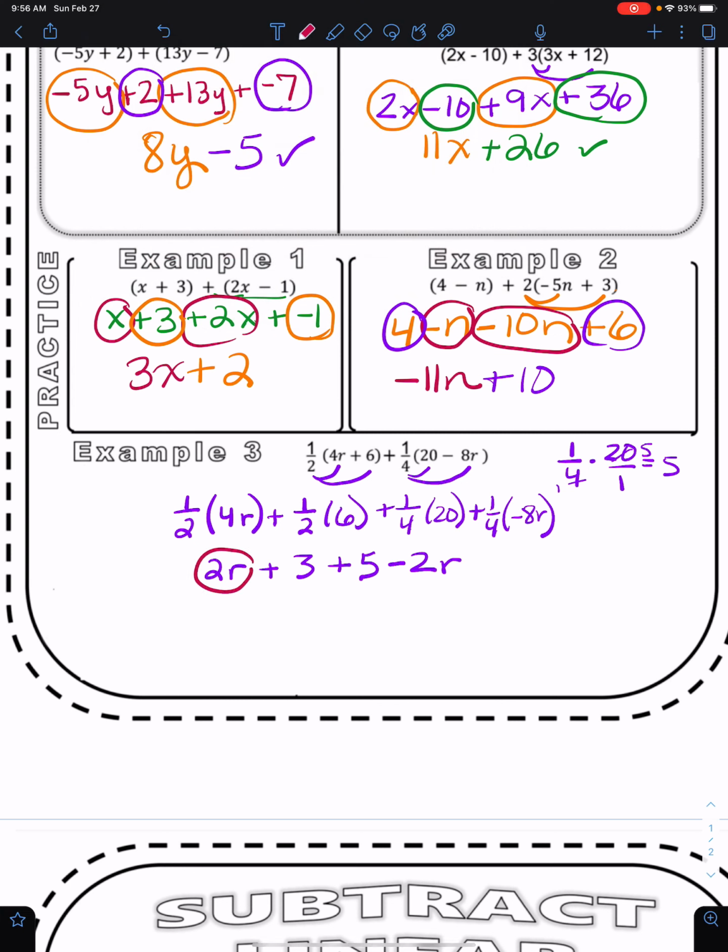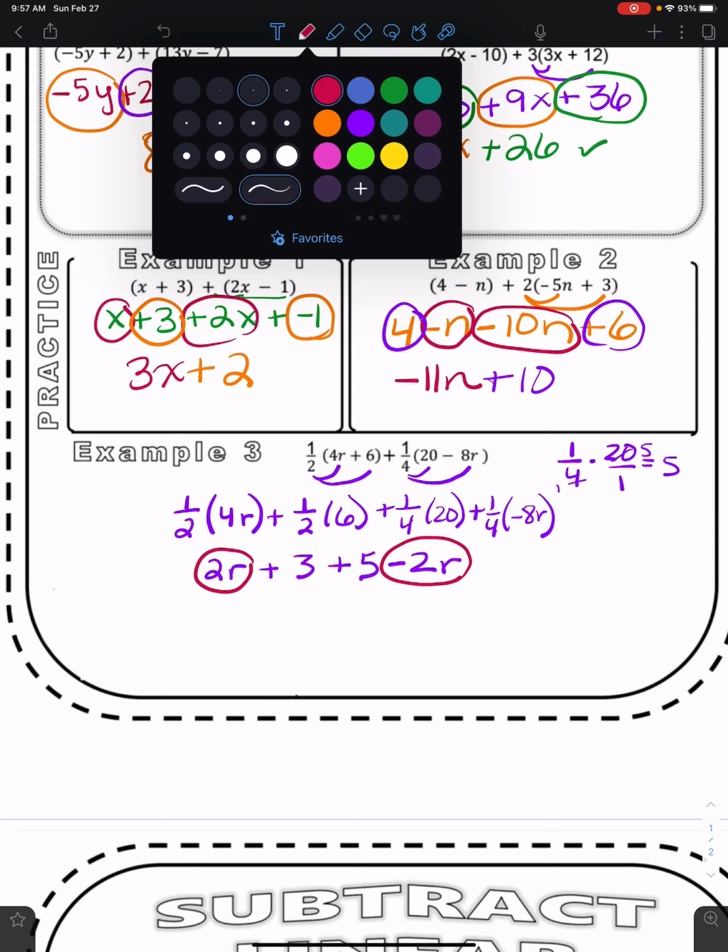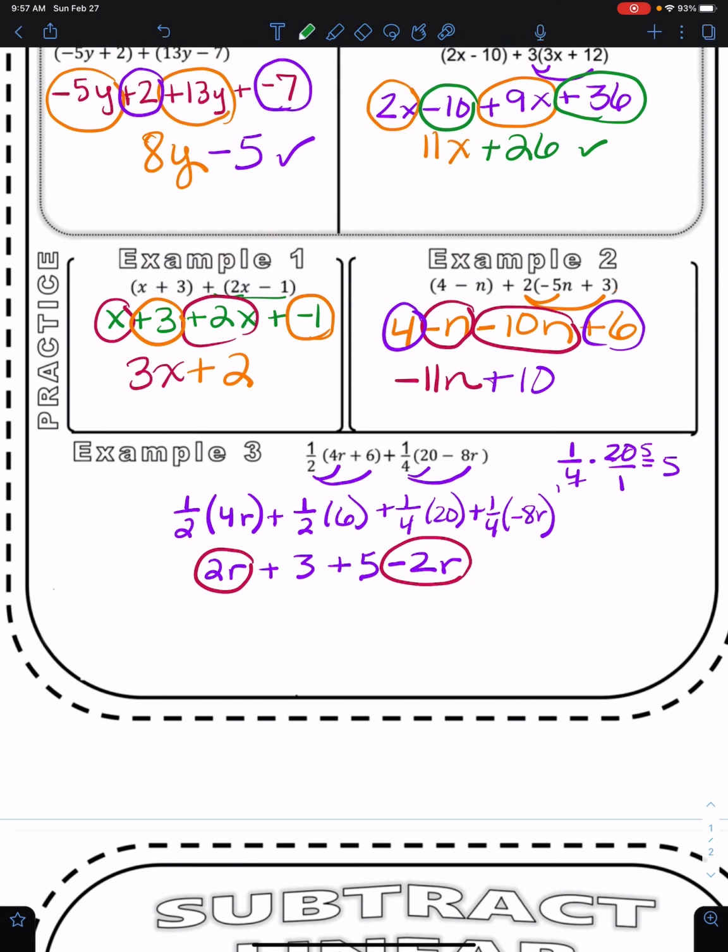Now I'm going to do my 2r minus 2r. Uh-oh, that gives me 0 r's. I don't have to write 0r. I don't have to write r at all, right? There are also 0 x's in that expression, but I'm not going to write 0x. I'm just not going to write x at all. So those canceled out, and we just have 3 plus 5 is 8.